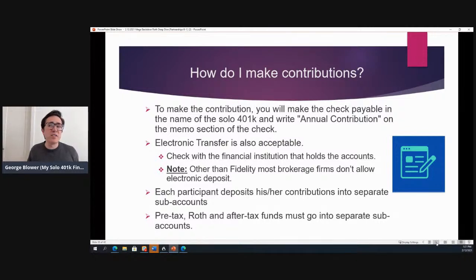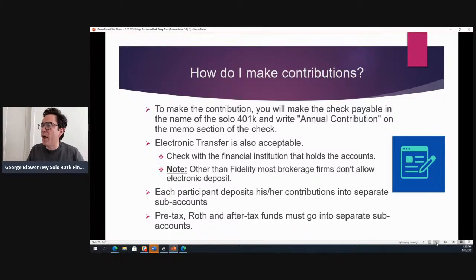So before we get into the next set of slides, which is the mechanics of making the contributions and other related issues, I'm going to go back to these questions. Thanks again for asking the question. So for an S corporation, the employer is pre-tax. Well, employer is always pre-tax. Make sure we keep that in mind.